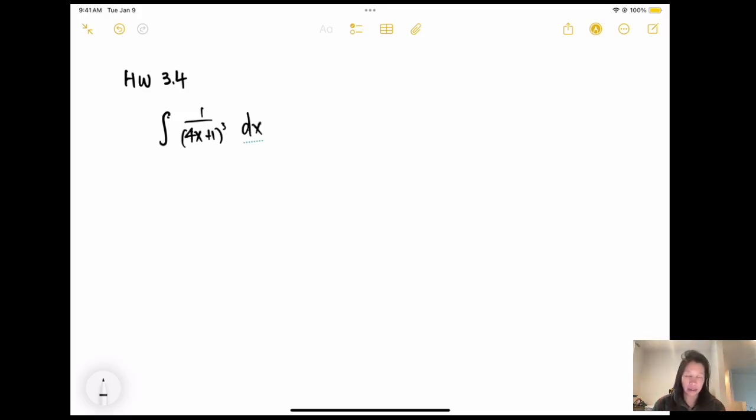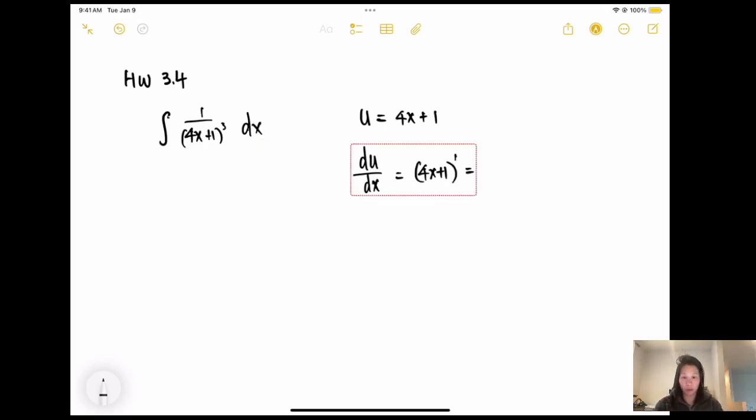In this case, we can't just do the simple antiderivative. We need to use substitution. So now we need to determine our u. I will let u equal 4x plus 1. Then I'm going to find the derivative of u with respect to x. We take the derivative of 4x plus 1, which equals 4.